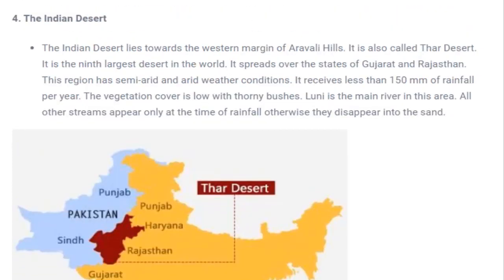So the desert is there in Rajasthan. You can see over here. Rajasthan is the place where we have the desert, and this desert lies west to the Aravalli range. We have studied the Aravalli range. Aravalli range starts from Gujarat, moves through Rajasthan and ends in Delhi. So it lies in the western part of this Aravalli range. And why is this a desert?